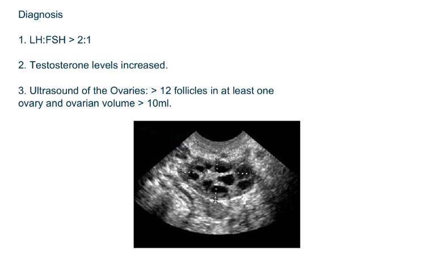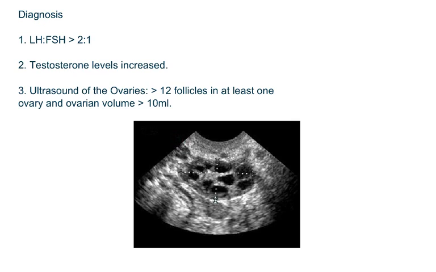So now to diagnose PCOS, we'll check the hormonal levels. We'll see that the LH to FSH ratio will be more than 2:1 because the LH production is more in PCOS. The androgen levels will be increased, and if we do the ultrasound of the ovaries, then there will be more than 12 follicles in at least one ovary to diagnose PCOS, and the ovarian volume will be more than 10 ml. Normally, it is less than 10 ml.